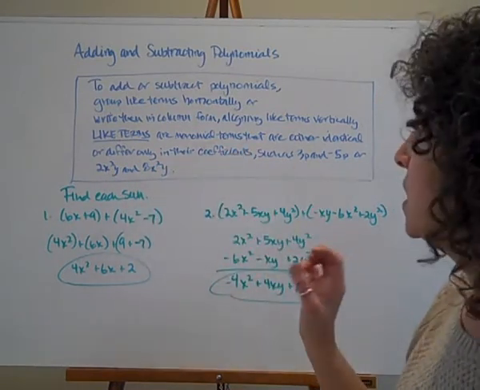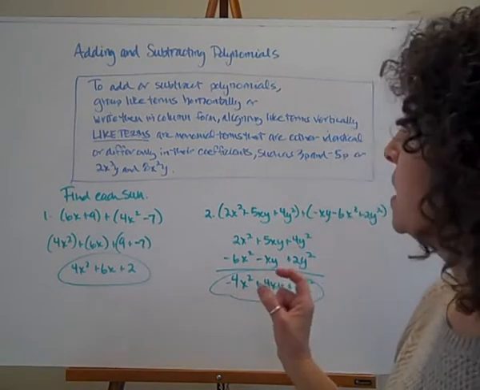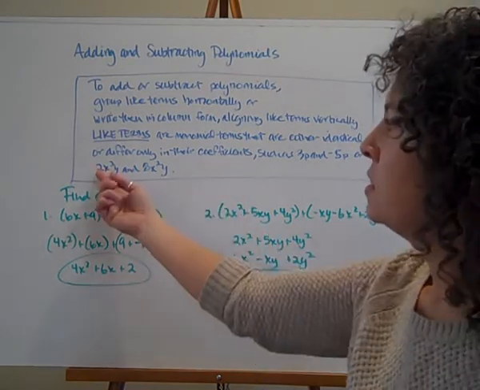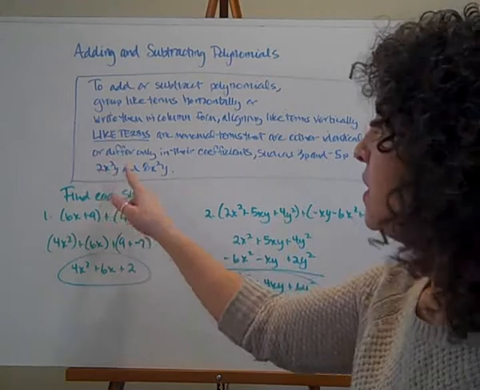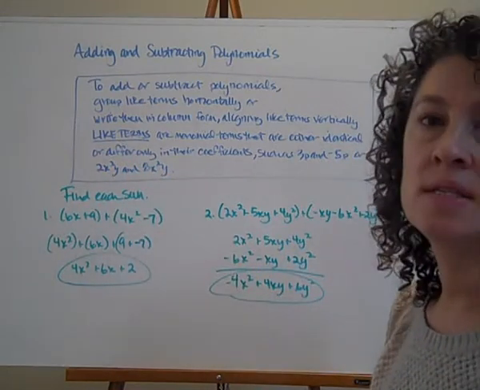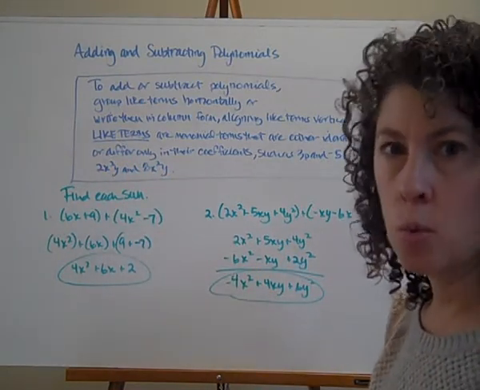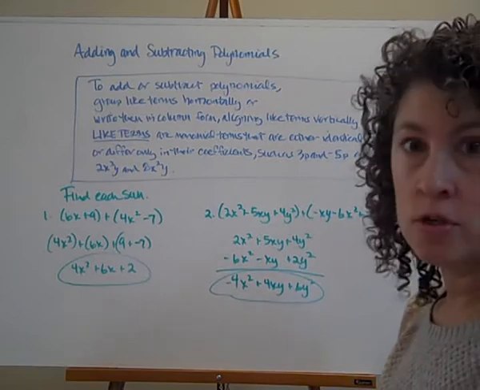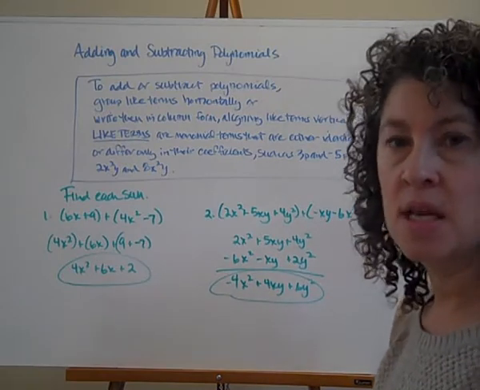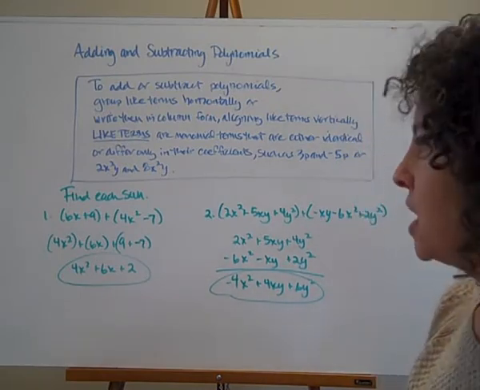So when I think about looking at like terms, what I'm looking at is everything after the leading coefficient, the coefficient at the front there. Everything after that needs to be exactly the same, kind of like if you think about it like it's a word. So the word after that coefficient needs to be exactly the same in order to add those terms together.